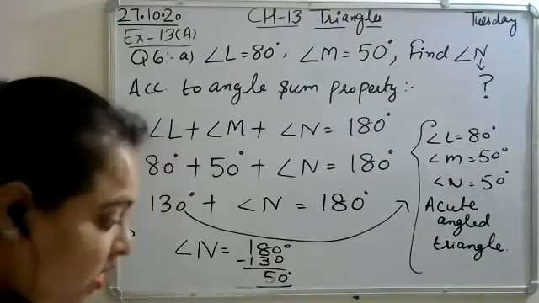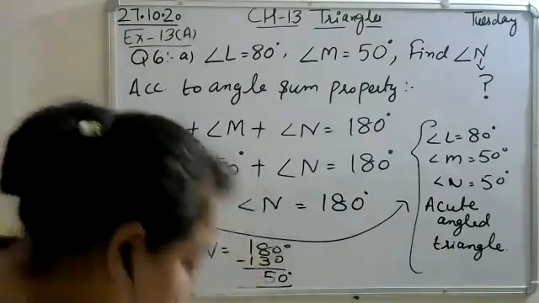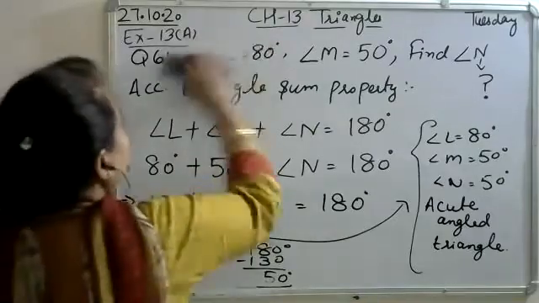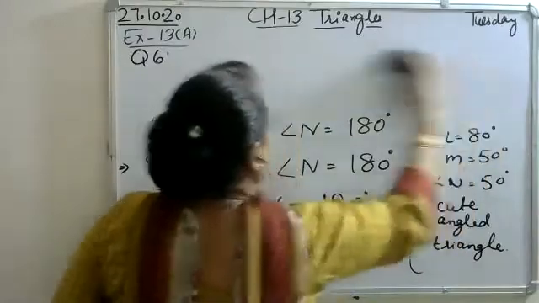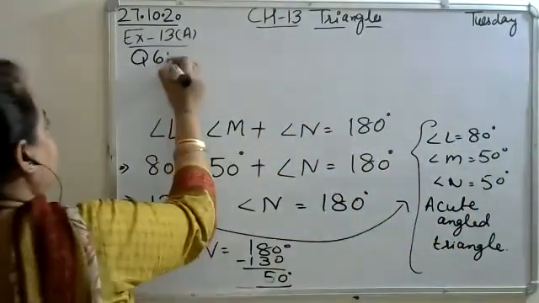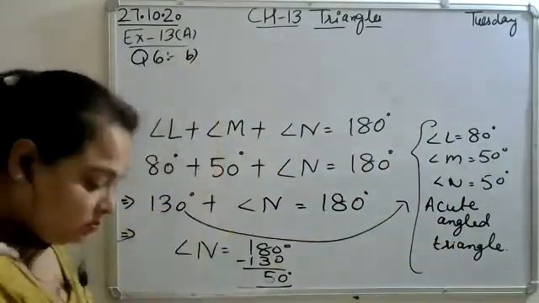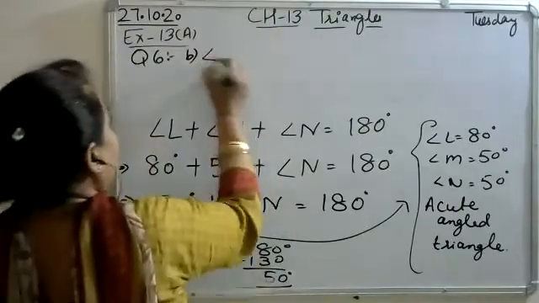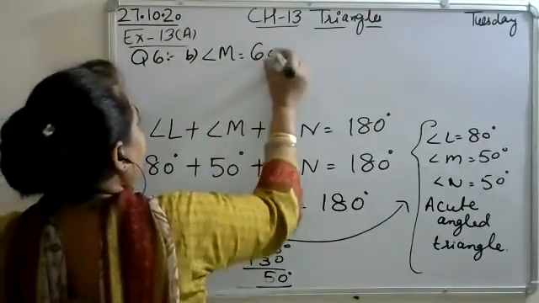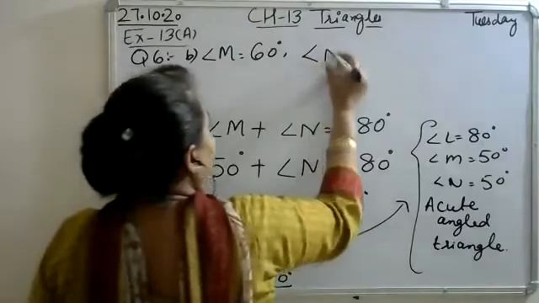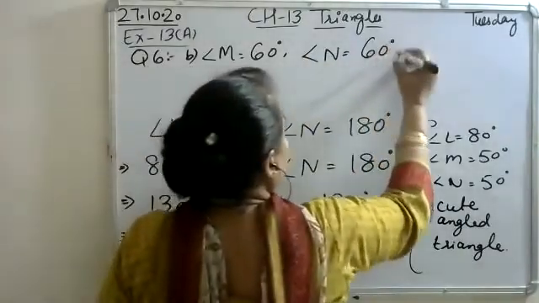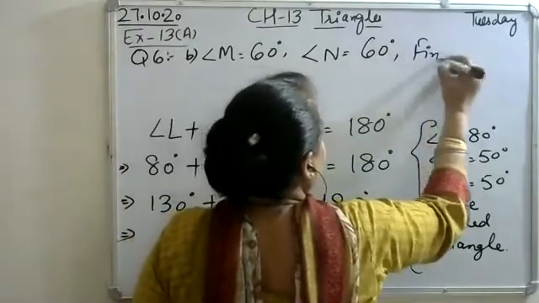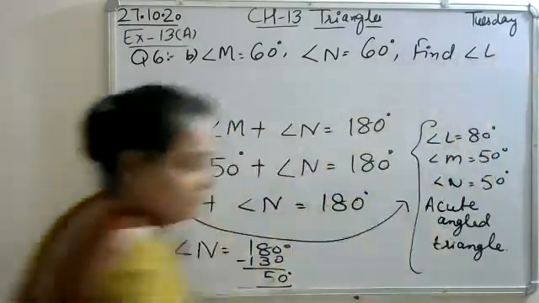Now come to the next, come to the B part. B part is angle M 60, angle N 60, find angle N.